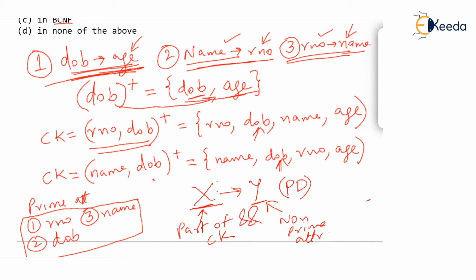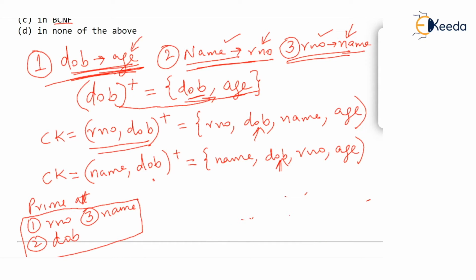And if there is a partial dependency, then the table is not in 2NF. Left hand side must be part of the candidate key and right hand side should be a non-prime attribute. Only then it is a partial dependency. So let us see the very first dependency, date of birth determines age.